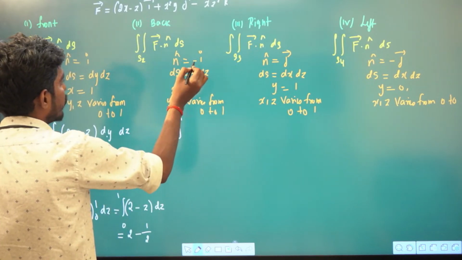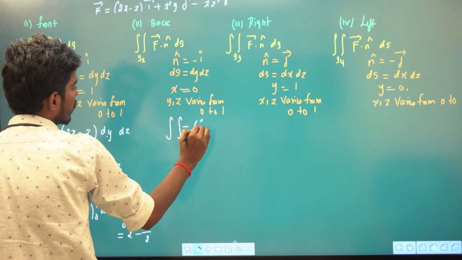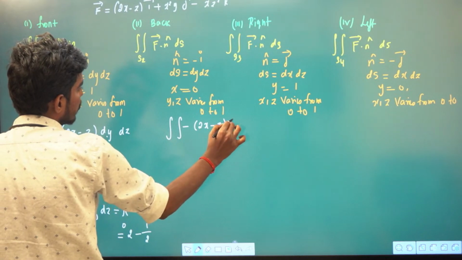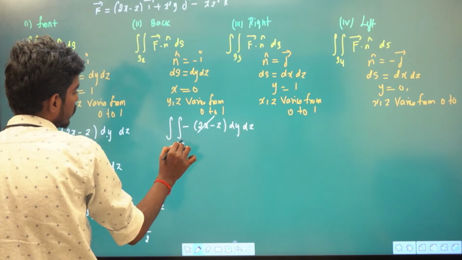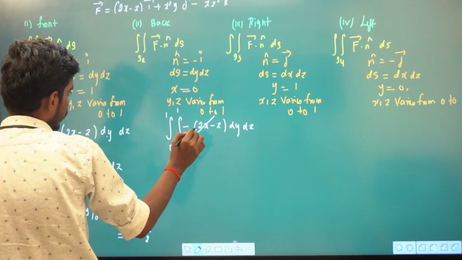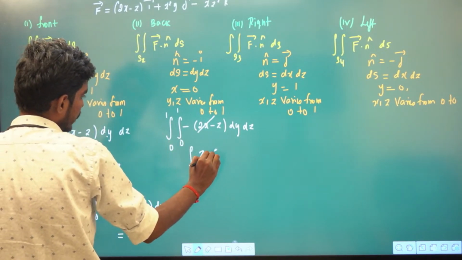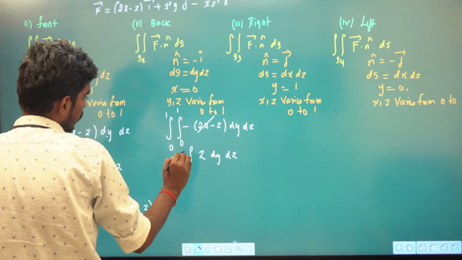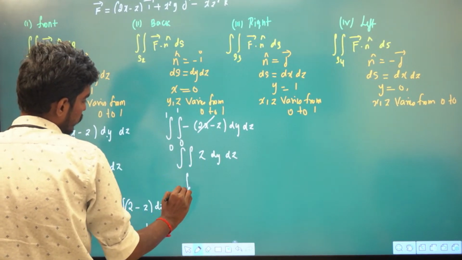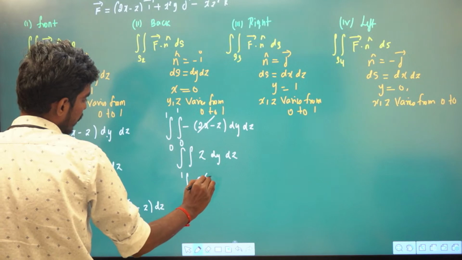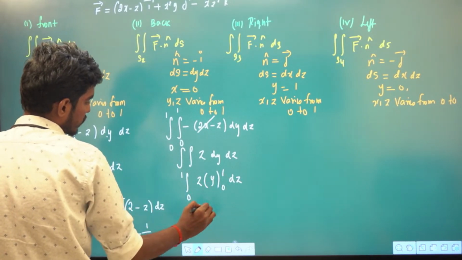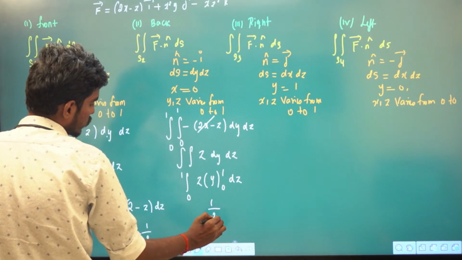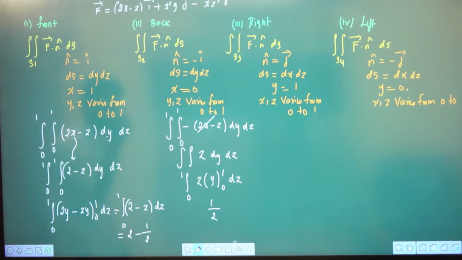So here, integration of F dot n cap. So n cap is minus i. So minus of (2x minus z) dy dz. And we know x is 0, so this term will vanish. So 0 to 1, 0 to 1, this will be integration of z dy dz. So integration of 0 to 1, z is constant, integration of dy is y varies from 0 to 1. So integration of z dz is z square by 2. When you put the upper and lower limits, you will have 1 by 2.